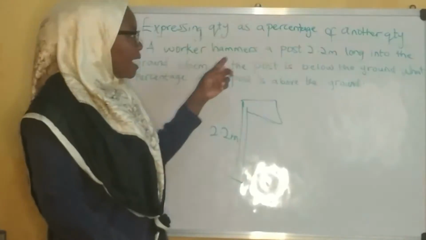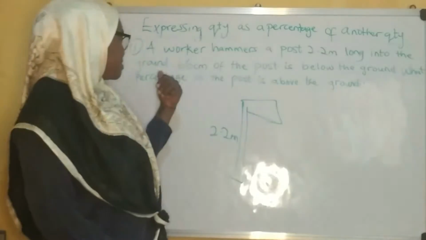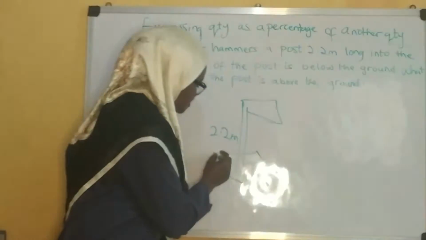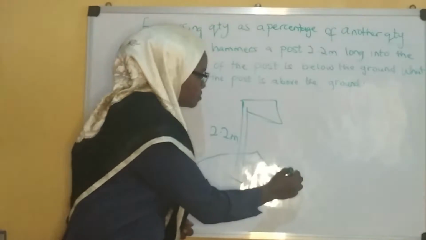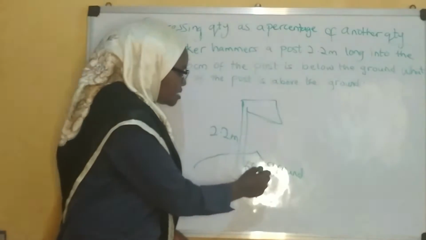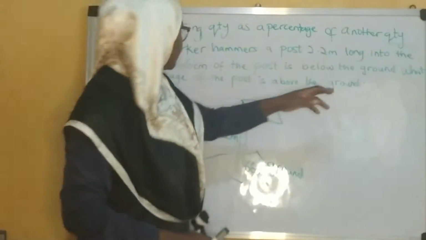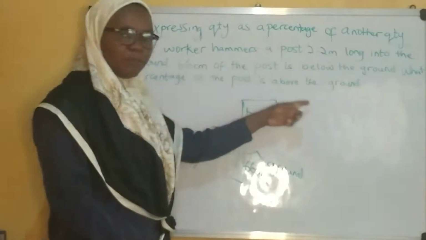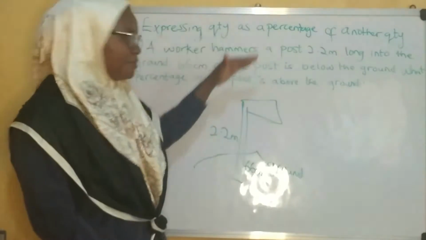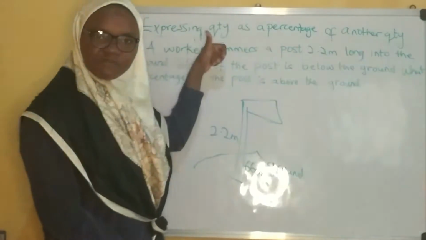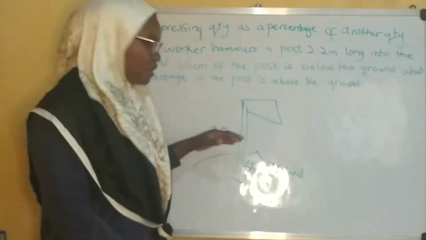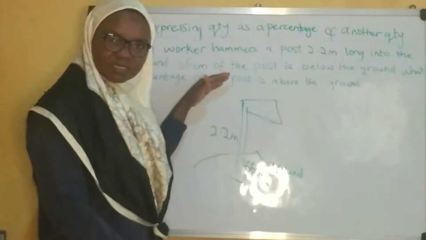Alright. So a worker hammers a post 2.2 meters long into the ground. Now 66 centimeters of the post is below the ground. That means this is the ground. This side of the post is the one that enters into the ground, and it is 66 centimeters. Do you understand? Now, what percentage of the post is above the ground? We want to look at the percentage of this length that is above the ground. Before we can do that, we need to first know the percentage of the part that is below the ground. It is not that one that we are going to use to compute this. Does that make sense? Alright.